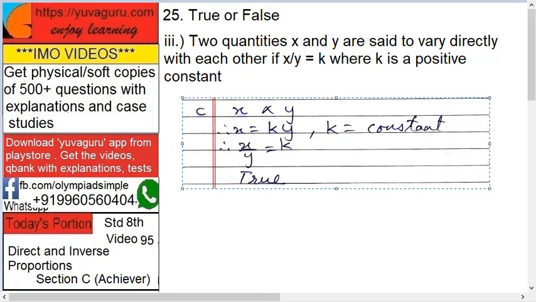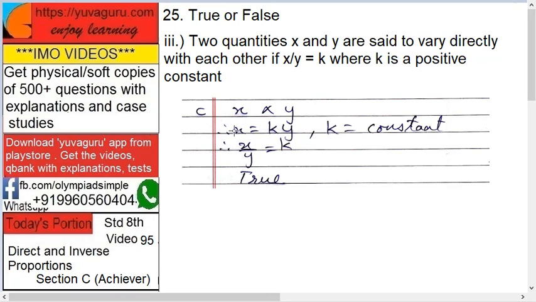Next, two quantities x and y are said to vary directly with each other if x upon y equals k, where k is a positive constant. So yes, that is right, because x is directly proportional to y, so x equals ky, so x upon y equals k. That's why it is true. Now the only catch in this is k is a positive constant. Now suppose I say k equals minus 3, then what? It means x equals minus 3 into y.